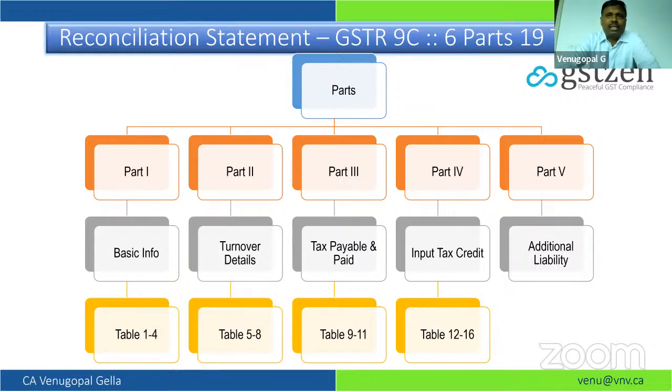So the tax computation is determined in part 3, table 9 to 11, and differences thereon are explained there. ITC is computed in part 4, input tax credit from table 12 to table 16 in 9C. Additional liability, if any, owing to the difference in the turnover will be discharged in 9C also. Again, the DRC-03 is the challan that you will be using to discharge the taxes.